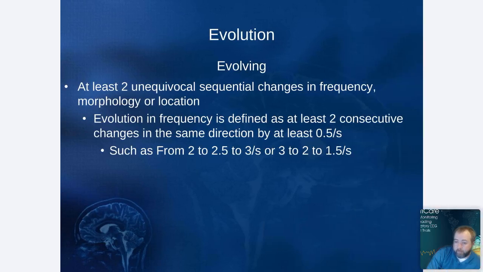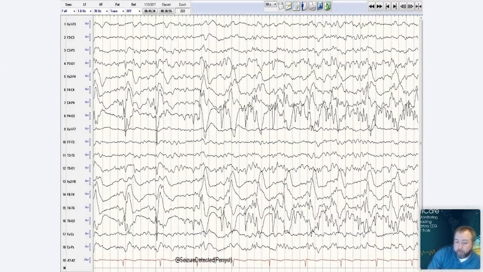So evolving means at least two unequivocal sequential changes in frequency, morphology, or location. Evolution in frequency is defined as at least two consecutive changes in the same direction by at least half a second. Here you can see LPDs that start out at about 1 per second and increase to 2 or 3 per second, and then all the way up to about 8 per second. So this would be evolution.